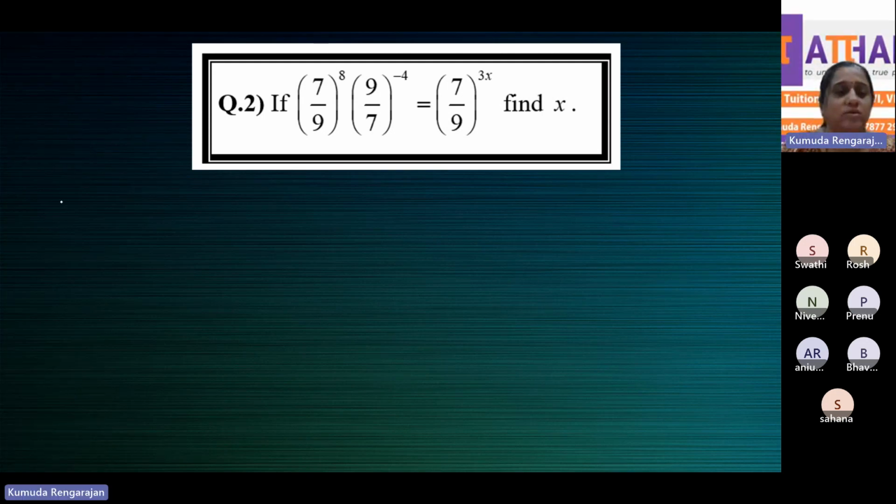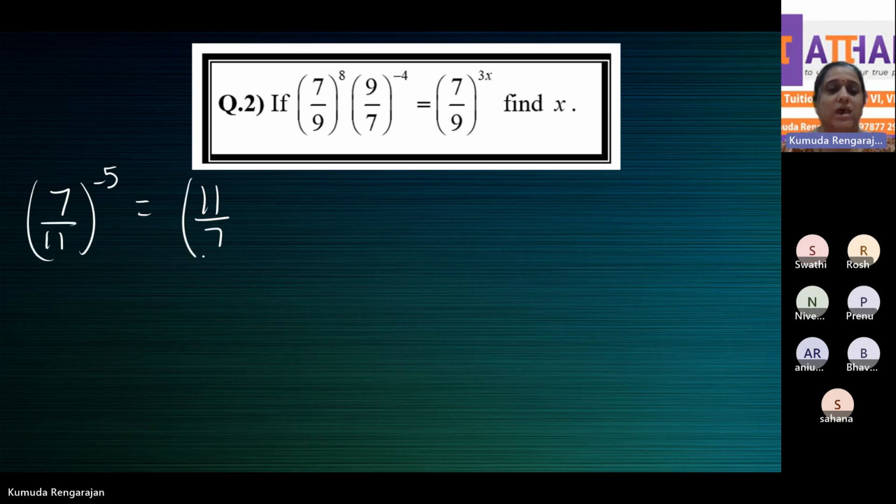So now if you want to write the equivalent of 7 by 11 to the power, say, -5, you must write the reciprocal of the base and the negative of the power. Negative of the power meaning change the sign. Negative of the power does not mean you should put a minus sign. Write the opposite sign. -5 will become +5. +5 will become -5. Now these two are equal.